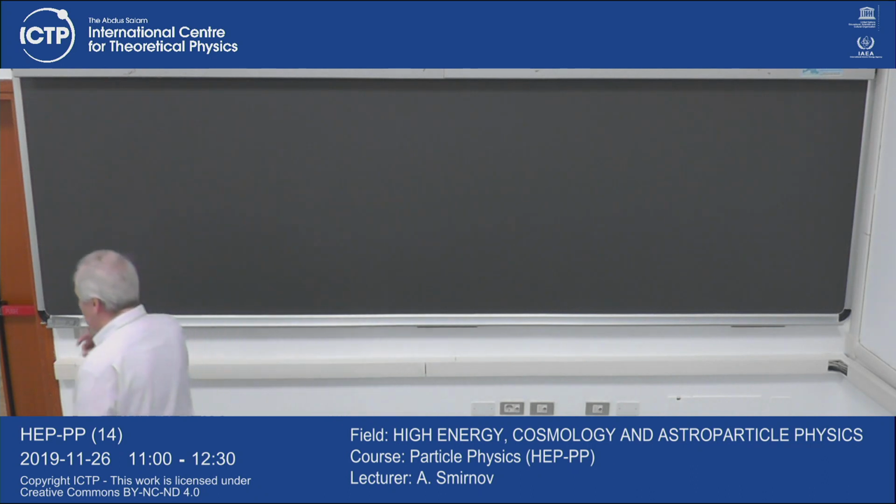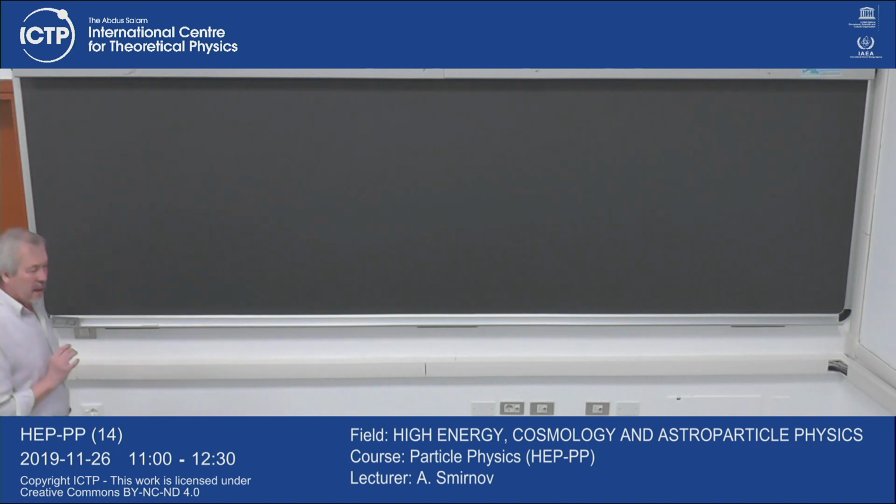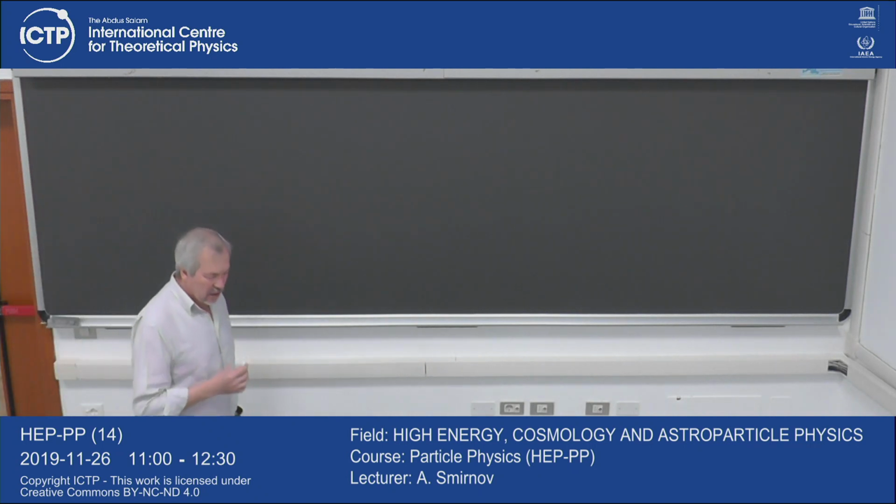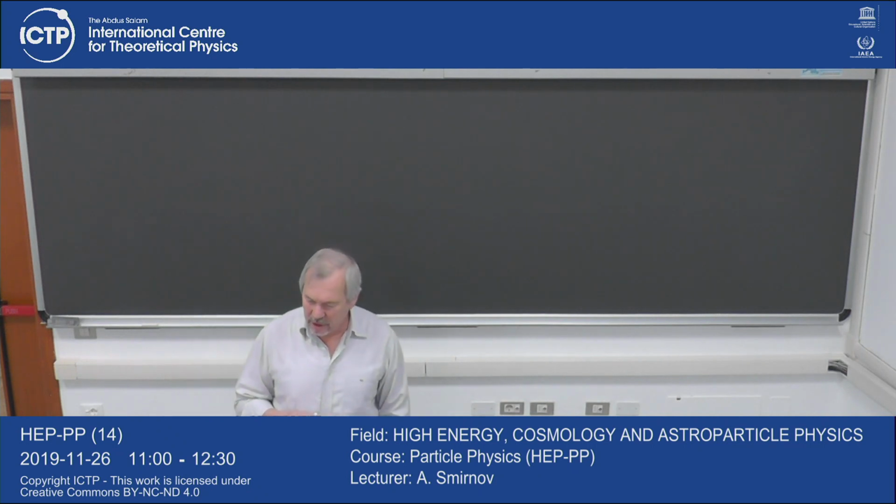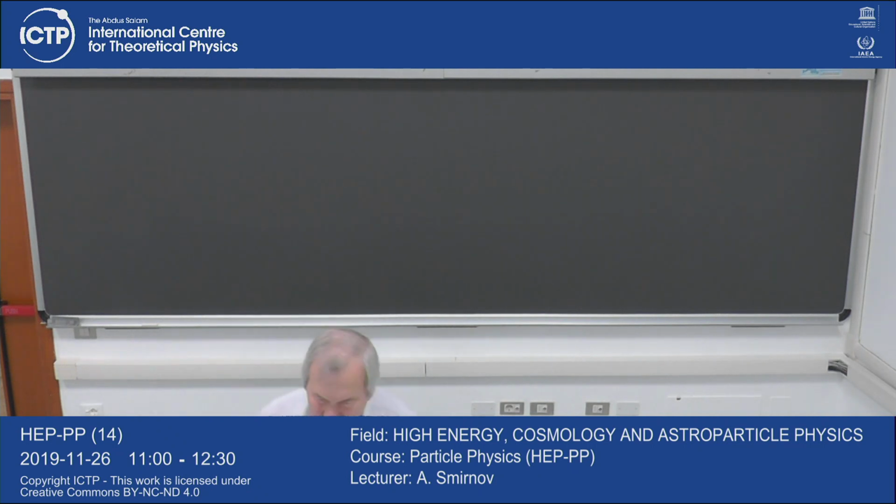Okay, so in the last lecture we discussed two ways to see new particles when they are produced in interactions of other particles. One is to measure total energy in the center of mass, and the second one is to measure the invariant mass of the set of particles.